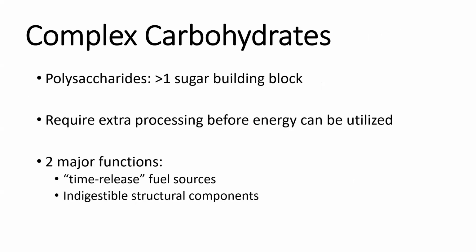Complex carbohydrates, the polysaccharides, are more than one sugar building block. You take an individual monomer, for example glucose, and you combine them together to form the polymers. Before you can actually use the energy from the carbohydrates, you have to break down that large chain. So it takes a little bit longer to break it down, and it's a slower process.